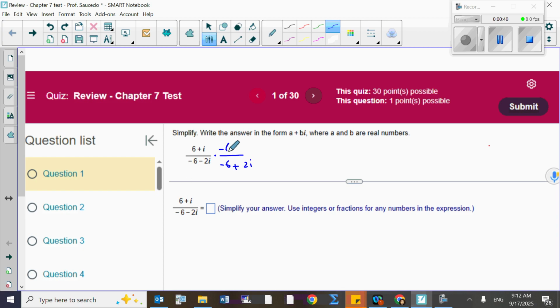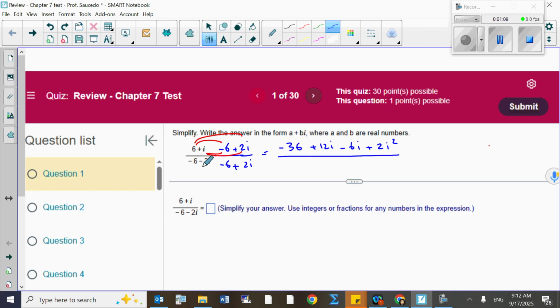Now you multiply both the top and the bottom by the conjugate of the bottom. So the same thing on top and the bottom. Now distribute and simplify. 6 times -6 is -36. 6 times 2I is 12I. I times -6 is -6I. I times 2I will be 2I squared.